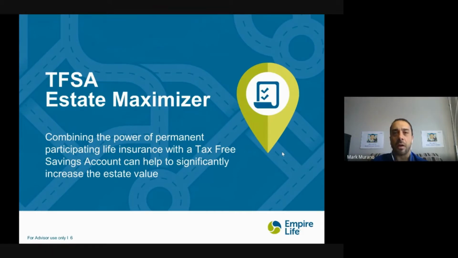So in this concept, it's not a matter of stop using TFSA. It's very much so positive and should be used more so. The concept really revolves around using insurance to complement and to maximize the overall estate value that we can create using life insurance and TFSA. So a little bit of preamble on that.